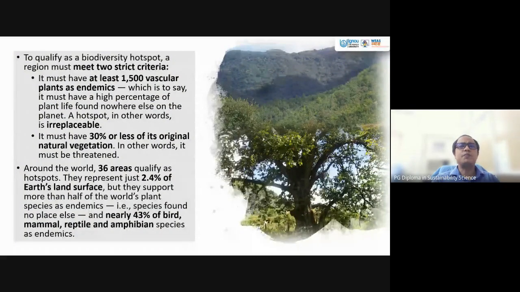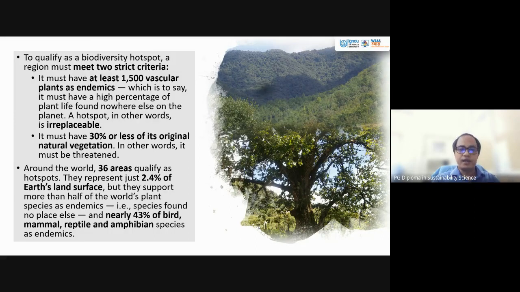two basic strict criteria apply. One is that it must have at least 1,500 vascular plants that are endemic, which is to say that it must have a high percentage of plant life found nowhere else on the planet. In other words, if it is lost in that place, it will not be replaced by any other species. The second is that it must have 30% or less of its original natural vegetation. In other words, it must be threatened, right? That is the exact technicality of what we understand as a hotspot.